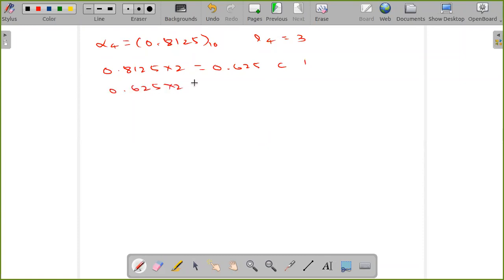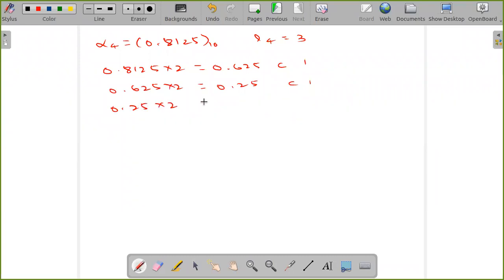0.625 into 2. How much is it? 1.25. 1.25, 1 will be the carry. The remaining portion, 0.25, can be taken here now. So I want 3 bits. Because of that reason, I want to go for one more step.